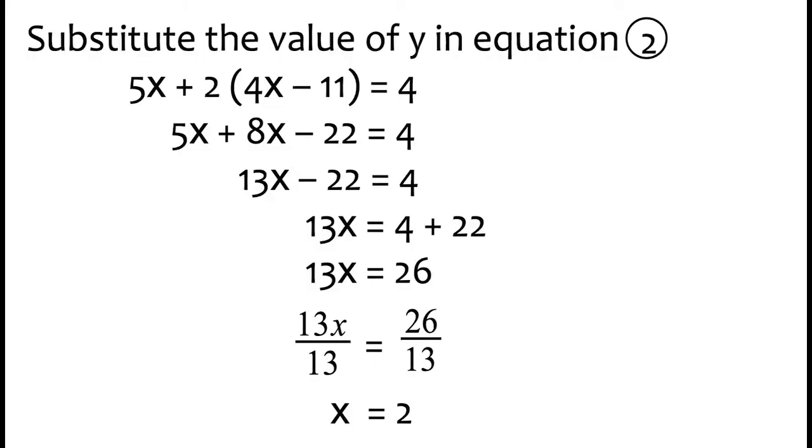Now, my 5x is written down. Then I will now clear or remove the bracket. 2 times 4x gives me 8x. Then 2 times minus 11 gives minus 22 equals 4. On the left, 5x plus 8x, just like 5 oranges plus 8 oranges, gives 13 oranges. So that gives us 13x there. Minus 22, still on the left, equals 4 on the right.